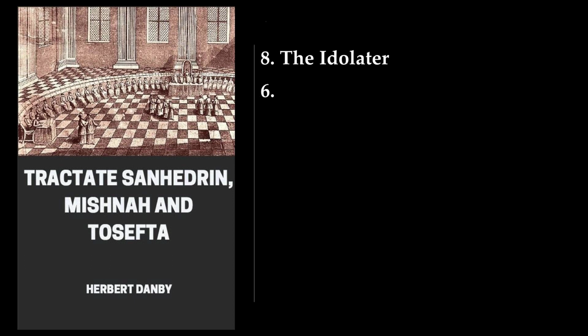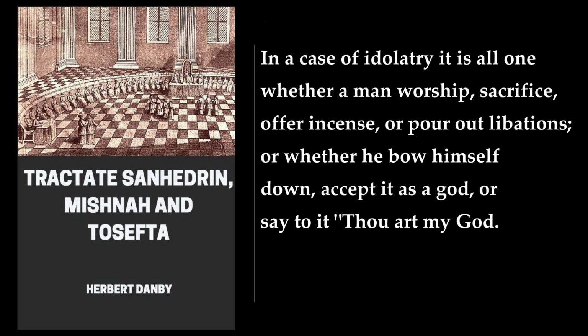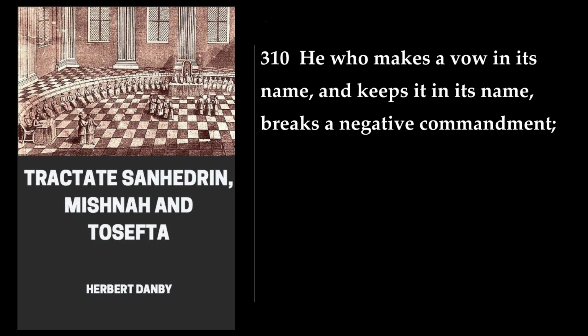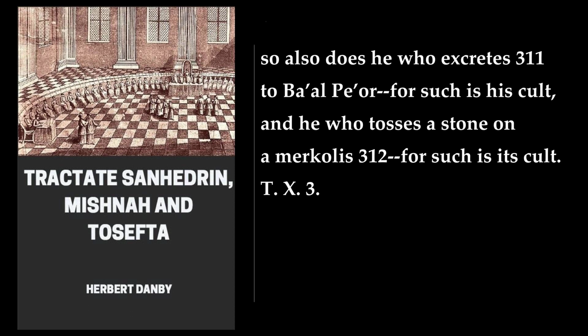8. The idolater. In a case of idolatry it is all one whether a man worship, sacrifice, offer incense, or pour out libations, or whether he bow himself down, accept it as a god, or say to it, Thou art my God. But he who puts his arm round it, kisses, sweeps, besprinkles, washes, anoints, clothes, or shoes it breaks a negative commandment. He who makes a vow in its name, and keeps it in its name, breaks a negative commandment. So also does he who excretes to Baal Peor, for such is his cult, and he who tosses a stone at Mercurius, for such is its cult.